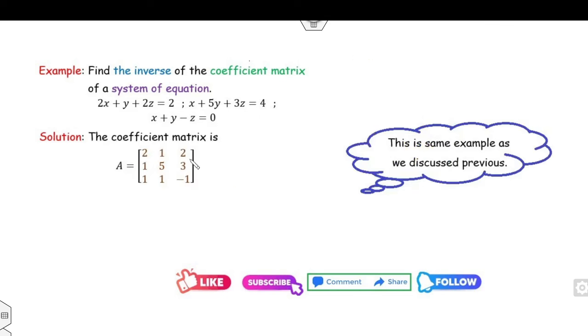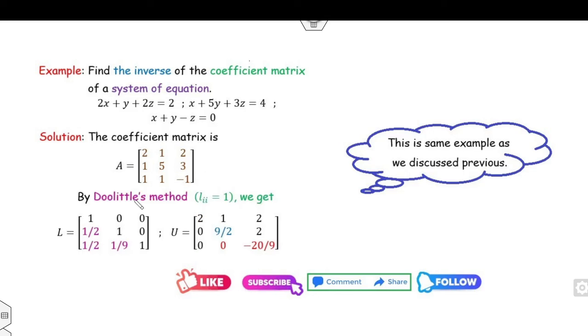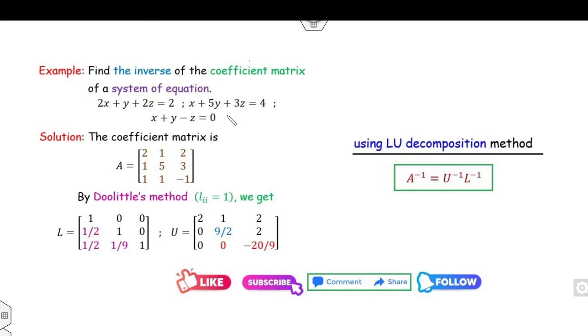Firstly, you can write the matrix A. Fine. Now, you can decompose this matrix in the form of L and U, either by using the Doolittle method or by using the Crout method that I explained previously. So if I apply the Doolittle method, I will obtain the values of L and U. And you can see this is the same example I discussed previously. Now, by using the LU decomposition, your inverse will be U inverse L inverse. So how can you find the values of U inverse and L inverse?